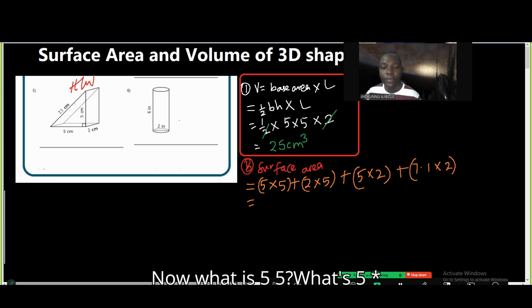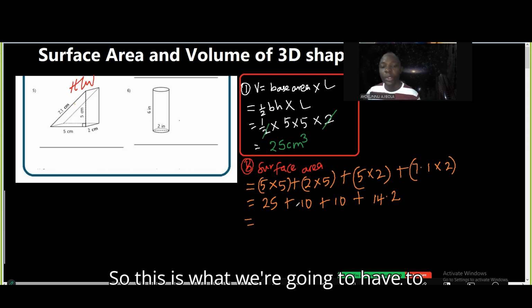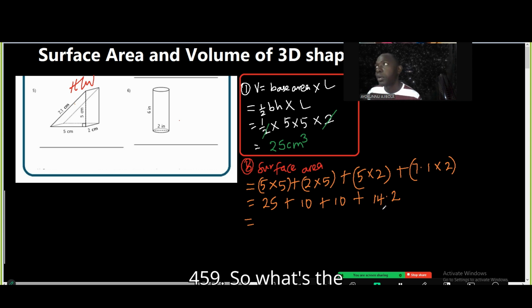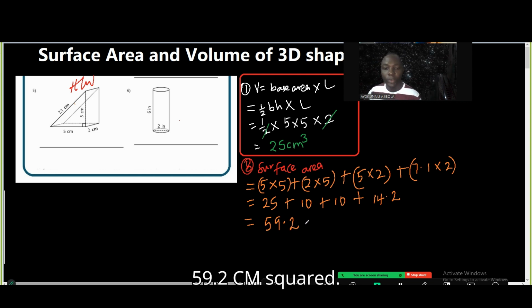Now, what is 5 times 5? 25. What is 2 times 5? 10. Then 5 times 2, 10. Then 7.1 times 2 is 14.2. So this is what we're going to add together. 10 plus 10, 20 plus 25, 45 plus 10, 55 plus 4, 59. So what's the answer? 59.2 cm squared.